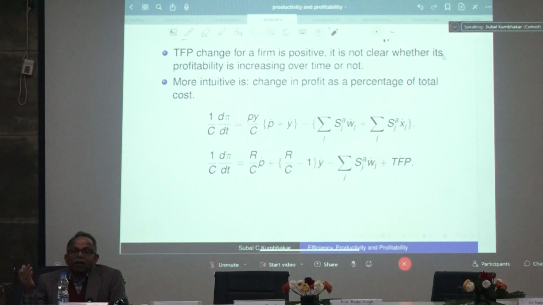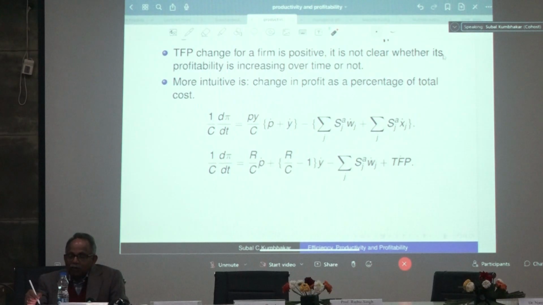That means you cannot survive if this is negative and much stronger than your positive TFP. So there is no reason to jump when you say that, well, my TFP change is positive. Okay, you might still be out of business, especially because of the fact that your output price is going down.